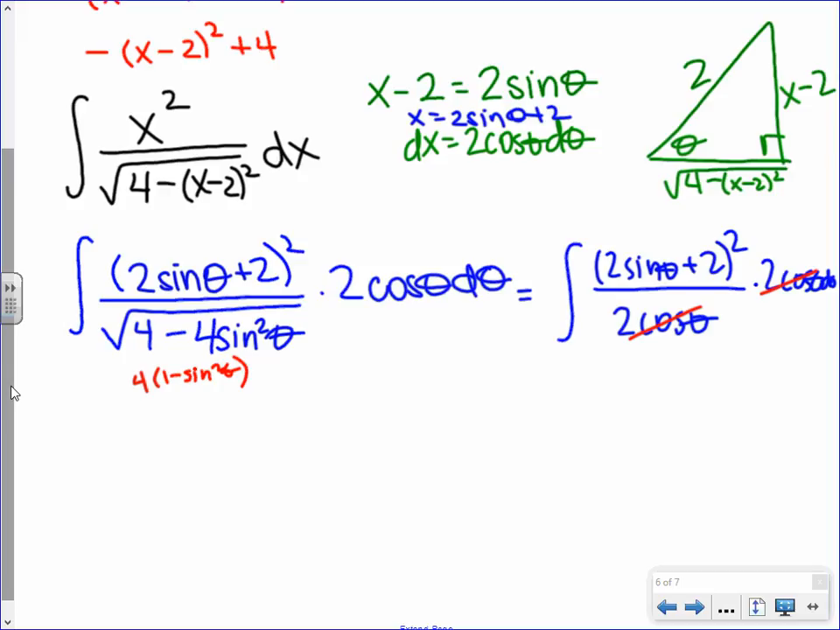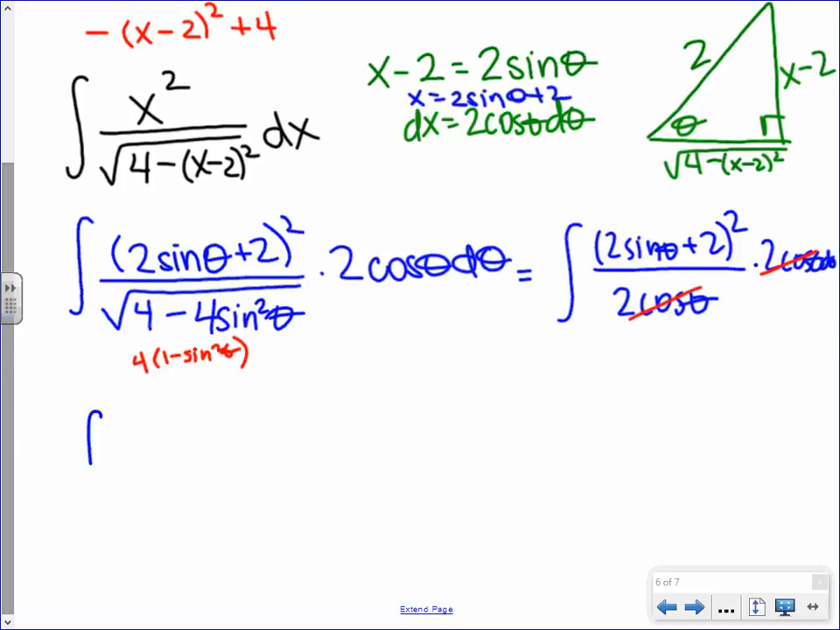Now, what must we do? Well, you've got to FOIL and then separate. We need to multiply that binomial squared out. So we cancel, that makes it nice because we no longer have a fraction, but what we do have is 4 sine squared theta plus 8 sine theta plus 4.